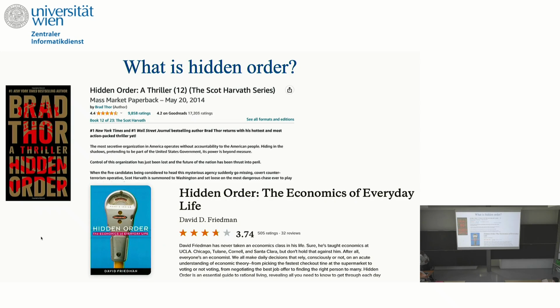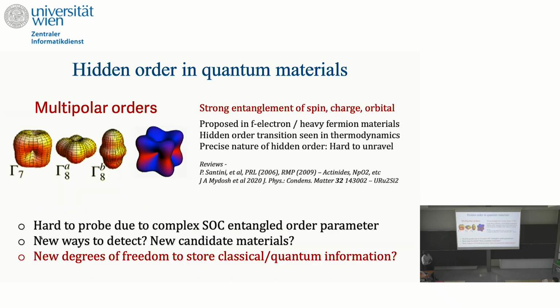orders in experiments. But here is the more serious take on this, which is that there are these multipolar orders that we heard about, and they feature a strong entanglement of spin, charge, and orbital degrees of freedom. Although these were first proposed in actinides or f-electron systems, where one sees a signature of a phase transition in thermodynamics, it's often very hard to unravel the precise nature of the order parameter involved.